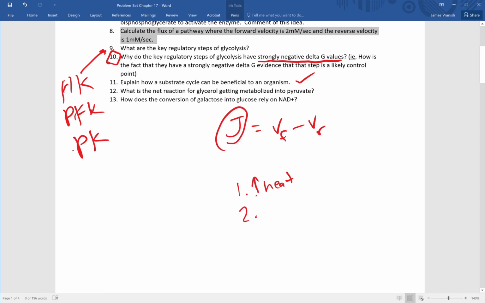But basically, by cycling around a substrate cycle, we often burn ATP in the process, and as a result, heat is produced. Now, the second way a substrate cycle can be beneficial is by enhancing the ability to turn on or turn off a pathway. So it enhances the regulatory ability of a pathway.